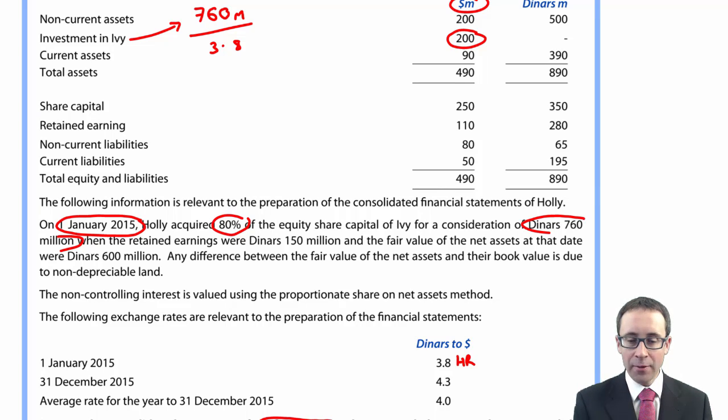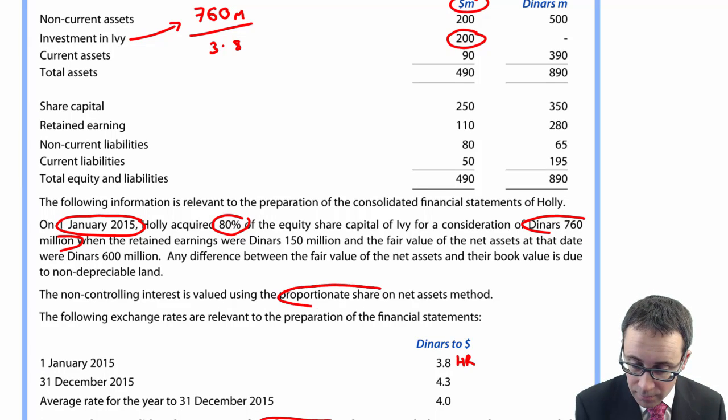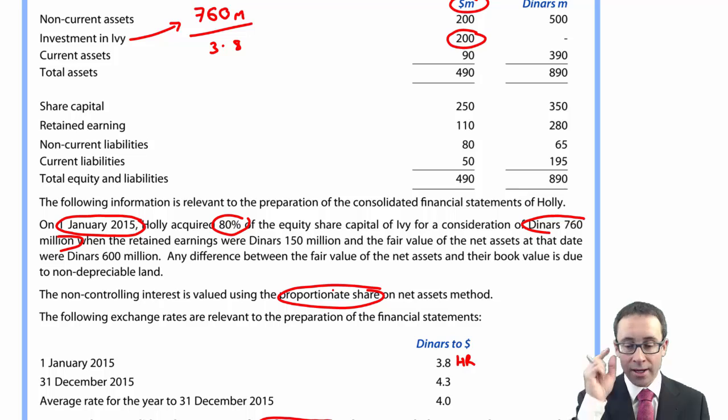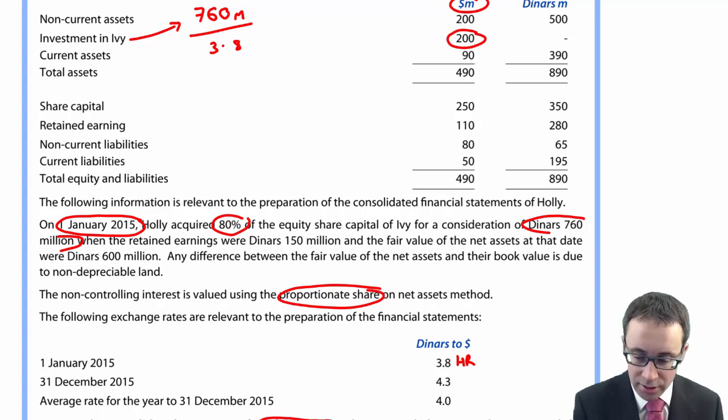So what we're going to do, you can read the rest of the information if you like. It's bog standard. It tells you the retained earnings, it tells you the fair value of the net assets and all the stuff that we've seen before. It says any difference in the fair value and the book value is due to non-depreciable land, so there is a fair value adjustment. The non-controlling interest is valued using the proportionate share of net assets method. And then at the bottom you have the exchange rates.